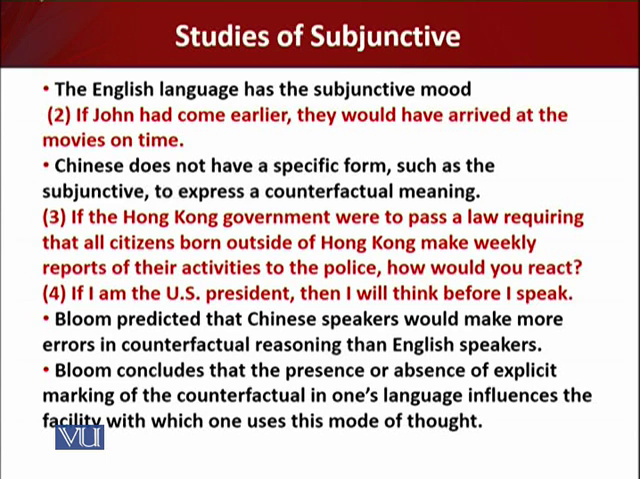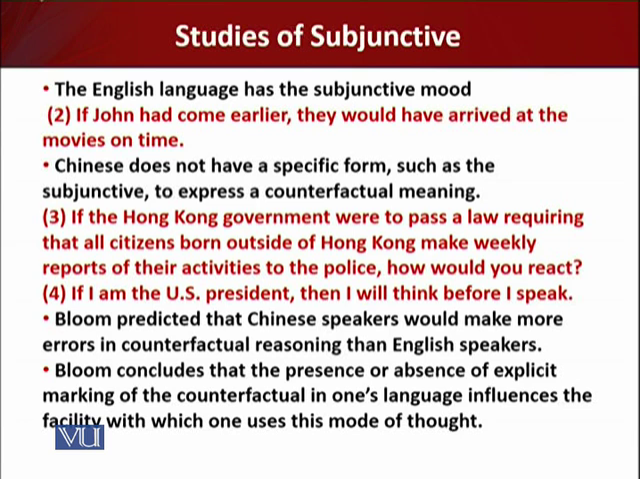Now, if you look at the sentence that we have, if John had come earlier, they would have arrived at the movies on time. So in practice, we see that counterfactual thought often supports speculation as to what could have happened had some detail or event in the past occurred quite differently. So in English, we have the subjunctive mood, but in contrast, Chinese does not have a specific form such as subjunctive to express counterfactual meaning.